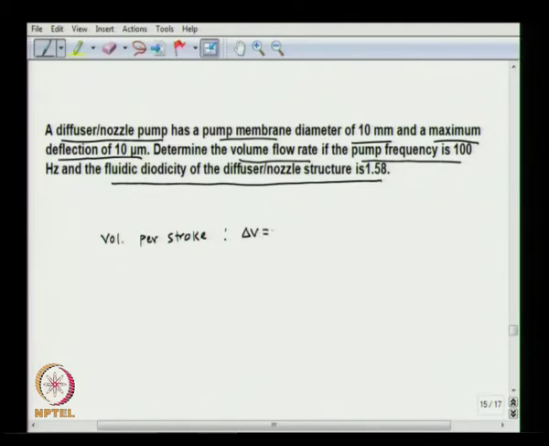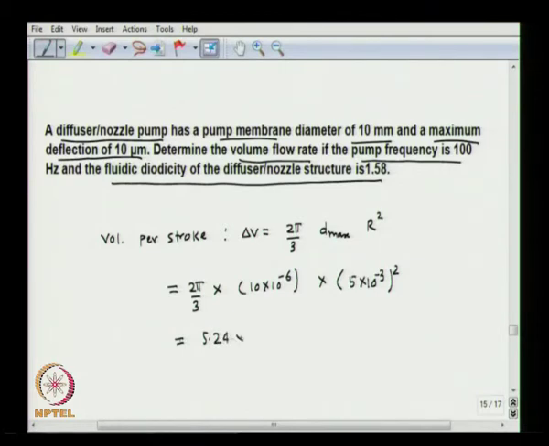That we calculated in the previous example. Delta V is 2 pi over 3 into d max into r square. This is the maximum deflection, right. So, this is going to be 2 pi over 3 into 10 to the minus 6, into the radius of the membrane, which is 5 millimeter, so 5 into 10 to the minus 3 square. So, that is going to be 5.24 into 10 to the minus 10 meter cube.